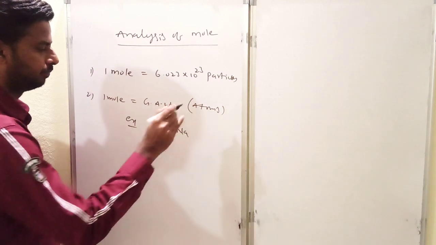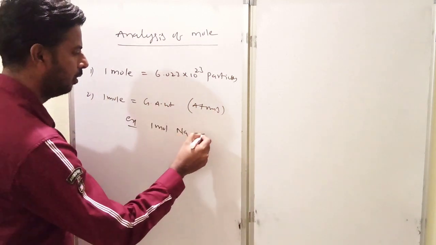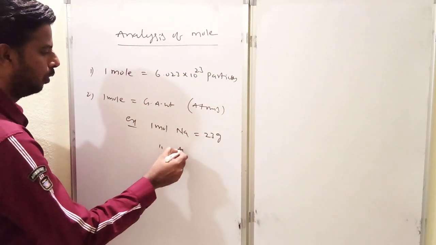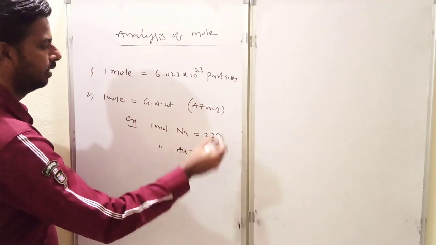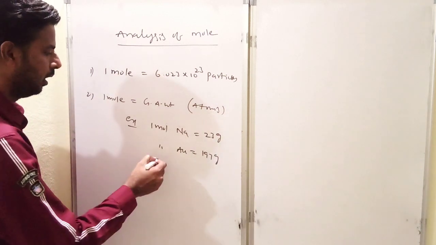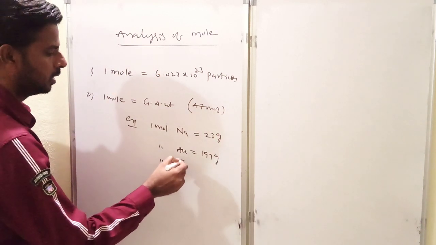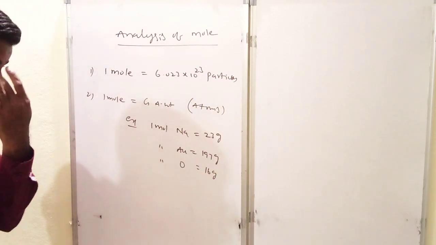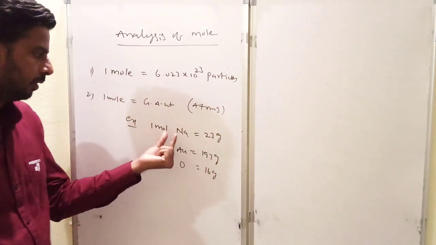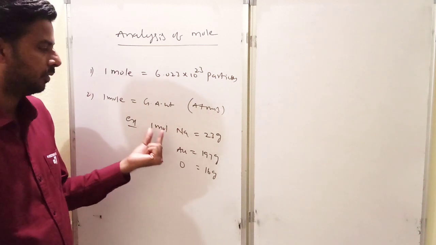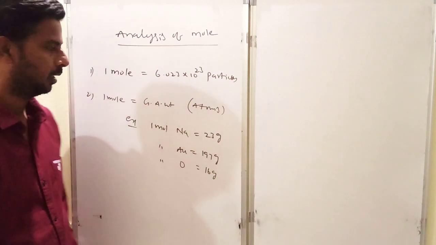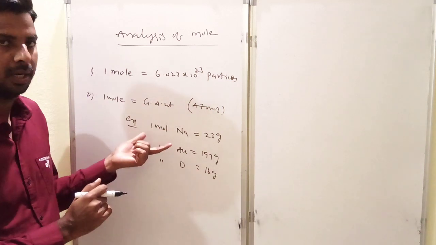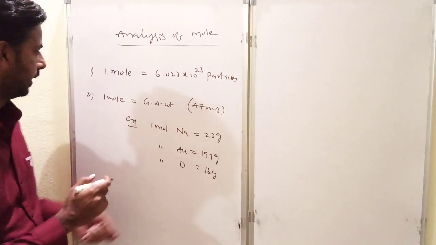For example, 1 mole sodium equal to 23 grams. Similarly, 1 mole gold equal to 197 grams. Similarly, 1 mole oxygen atoms equal to 16 grams. Is it clear? So 1 mole of sodium atom equal to 23 grams. This is why we can say these are gram atoms also, because 1 mole of any substance contains the same number of gram atoms.